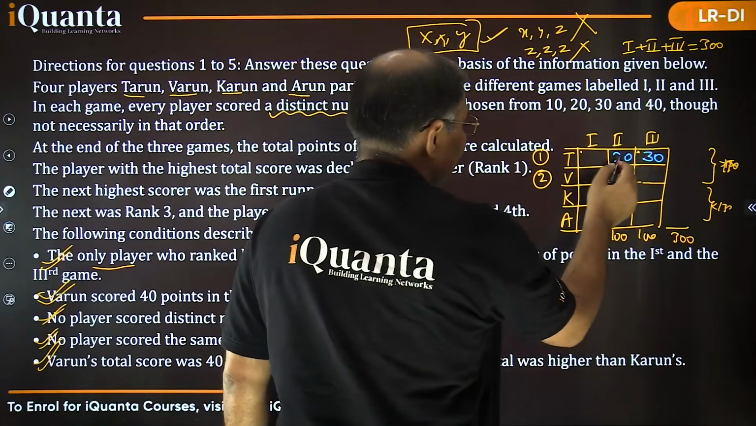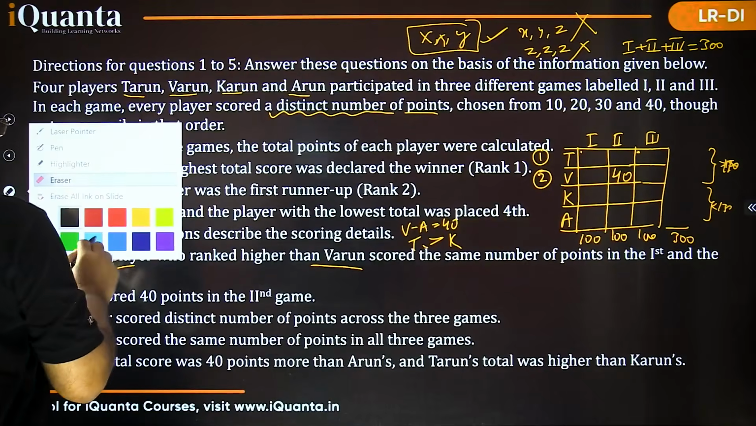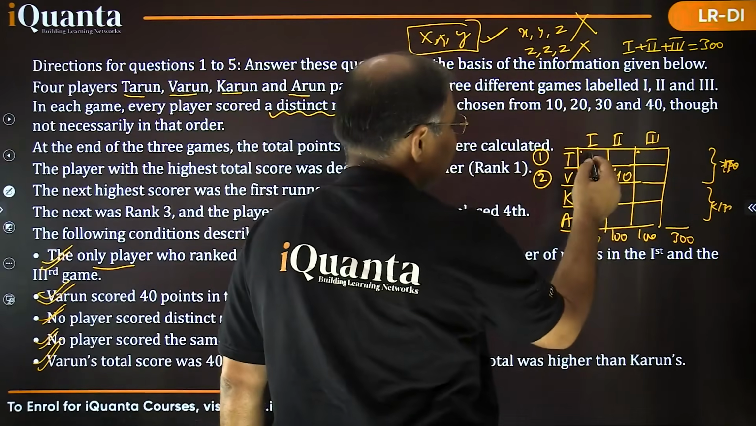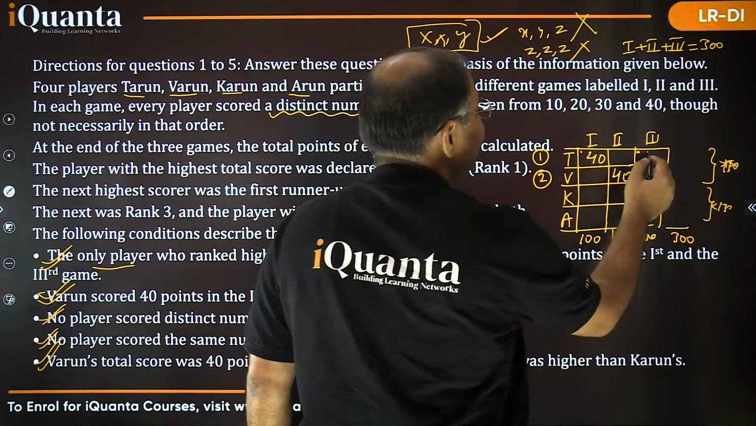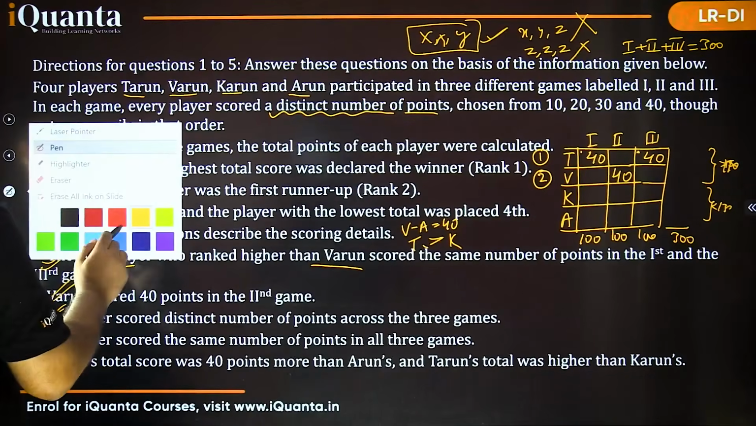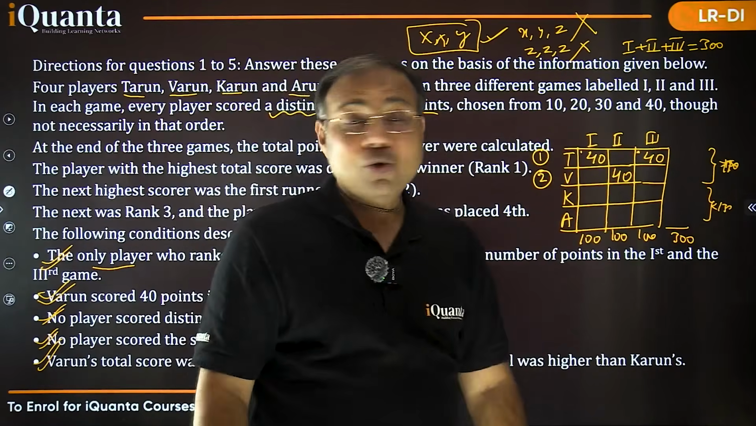So this case is not feasible, that we have confirmed. So it has to be certainly 40. So I am putting it with the same confirmed color. So this is certainly 40 and this is also certainly 40. Now again, let's check further cases. So what about this value now? We don't know right now.